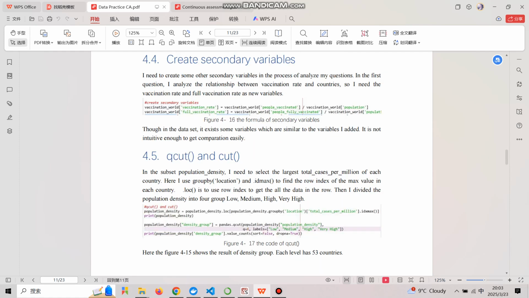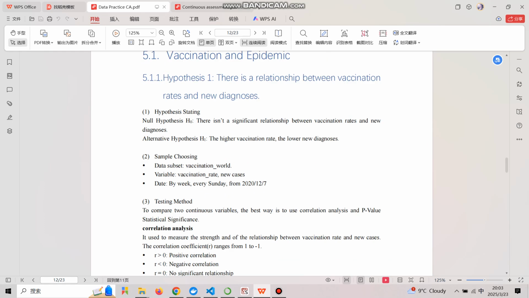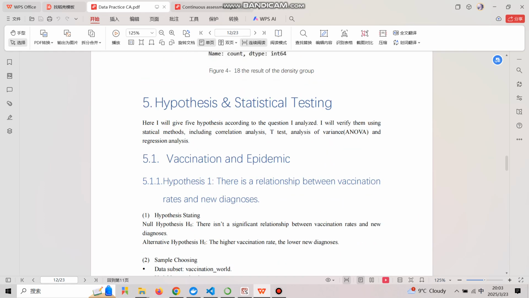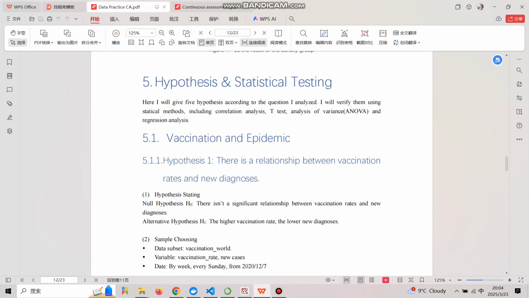I used QCut to divide the population density into 4 groups, dividing them evenly instead of using the median to divide them into 2 groups. And here it turns to the hypothesis testing and statistical testing, which used correlation analysis and regression analysis.